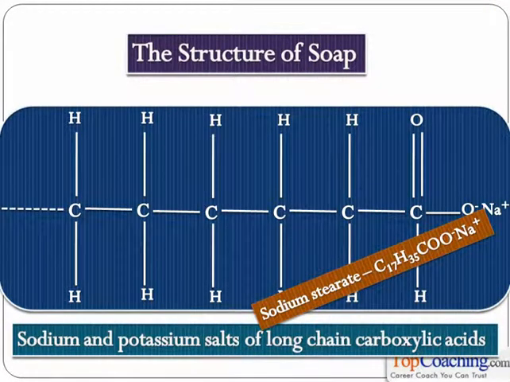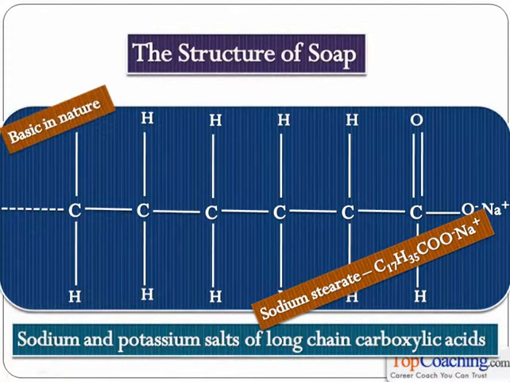This is one example of a soap molecule, sodium stearate. The chemical formula of sodium stearate is C17H35COONa. What this means is that the carboxylic acid, which has 17 carbons, when you replace the hydrogen of that carboxylic acid with a sodium ion, you get soap, sodium stearate. Similarly, there are many other compounds which can also be part of soap. But the crux is that there should always be a sodium salt of a carboxylic acid.